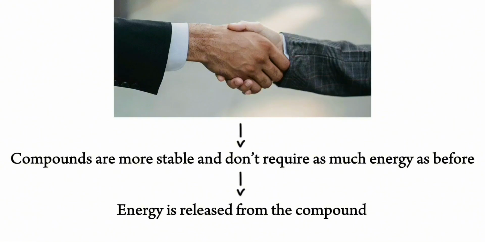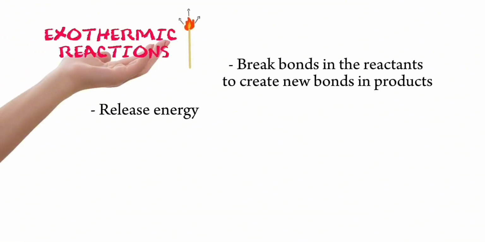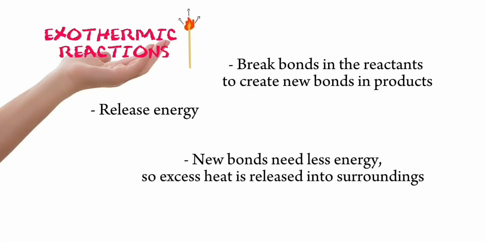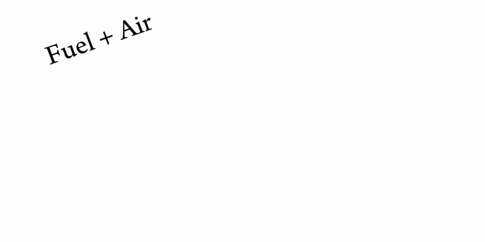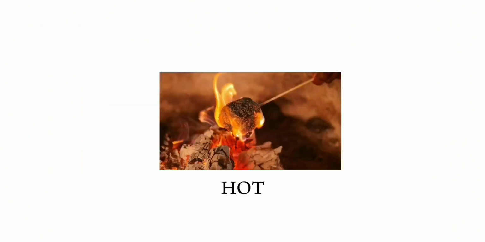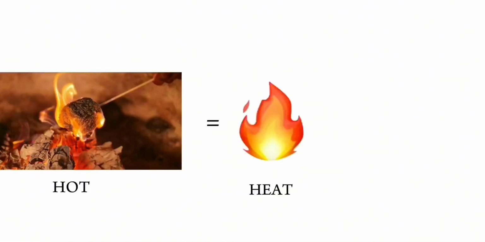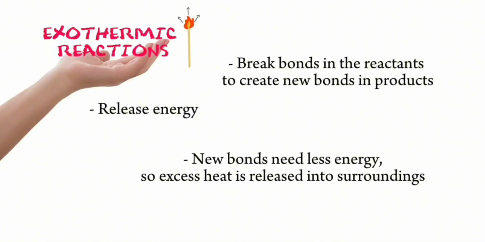is being released. On the other hand, exothermic reactions release energy from broken bonds of the reactants and by forming more of them in the products, which leads to the increase in heat. The examples are combustion or burning of something. I hope you know that fire is hot. So hot equals heat equals the release of energy in the surroundings. It happens as for the creation of new bonds, less energy is required than from the starting reactants.